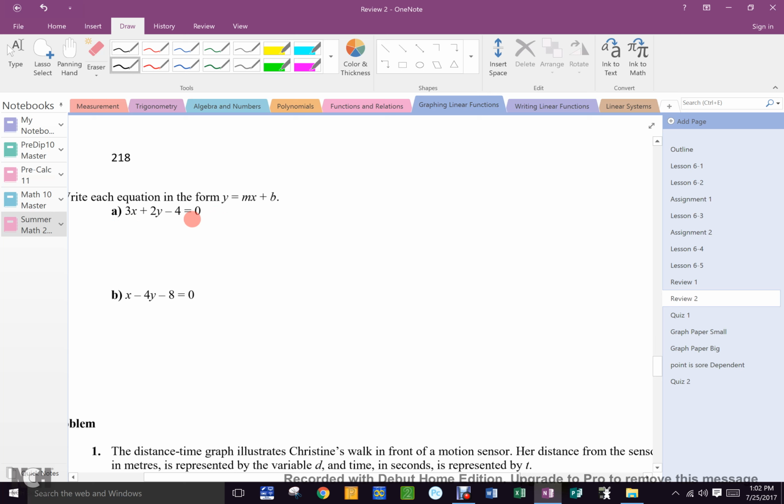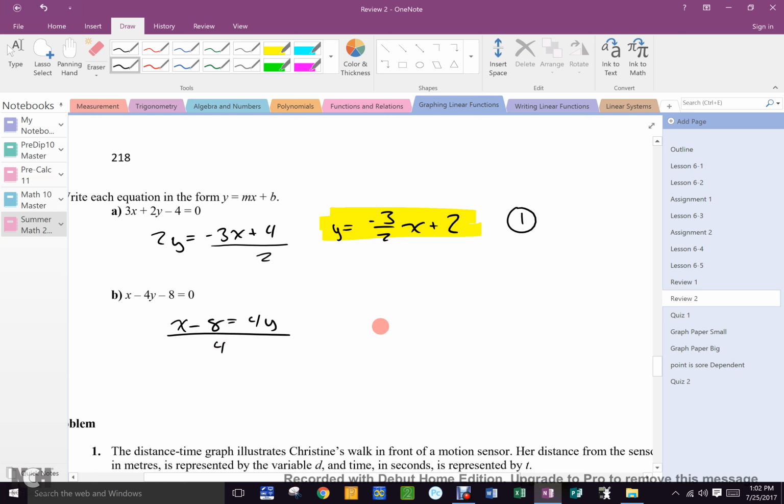Rewrite this. Algebra. I need to get y by itself. 2y equals negative 3x plus 4. Y equals negative 3 over 2 x plus 2. Done. For 1 mark, because it's only algebra, because I divided everything by 2. This one. X minus 8 equals 4y. Divide everything by 4. 1/4 x minus 2 equals y. For 1.